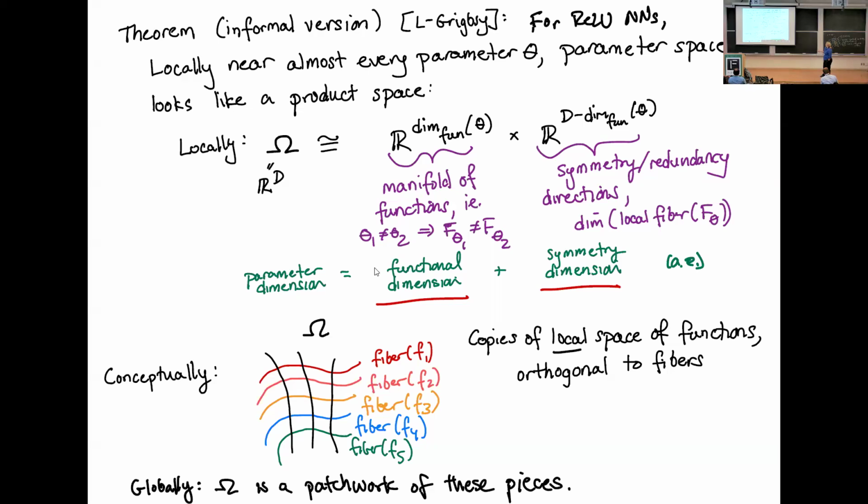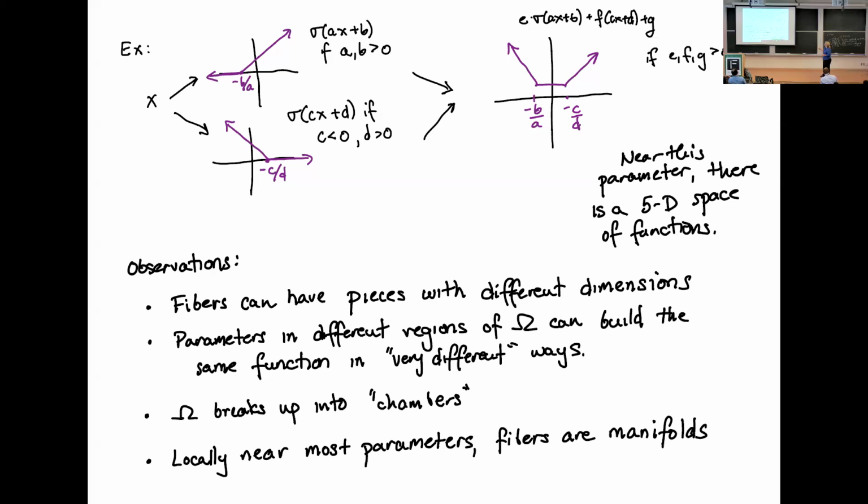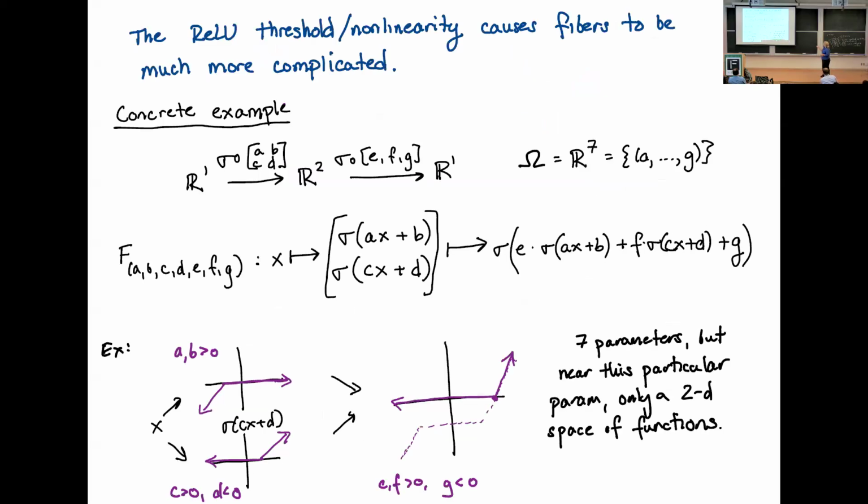Functional dimension is what I'm going to call the dimension of the space of functions that you can realize by perturbing a parameter. So in these previous examples, in this one I saw that if I perturbed my parameter, I could get a 5D space of functions. So I'd say that the functional dimension of this parameter is 5, whereas the functional dimension of this parameter is 2.